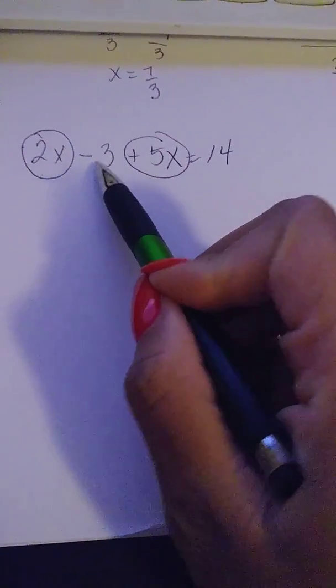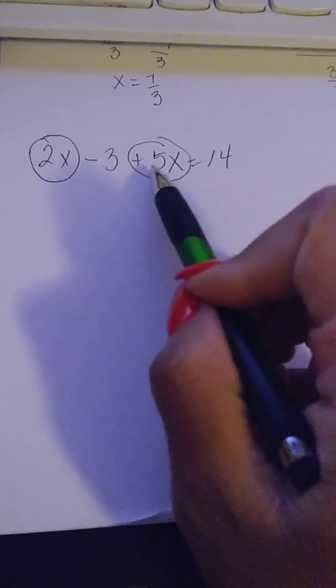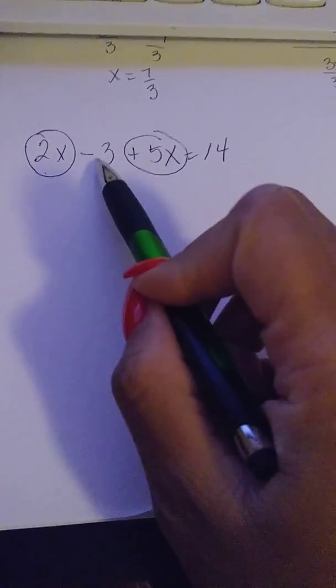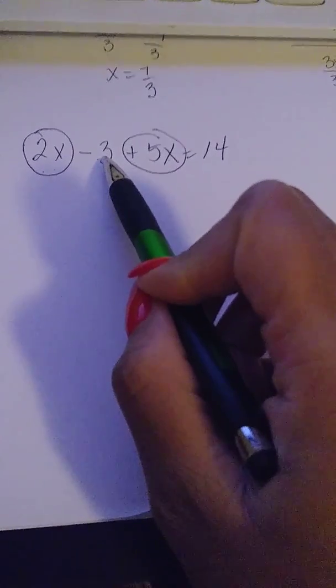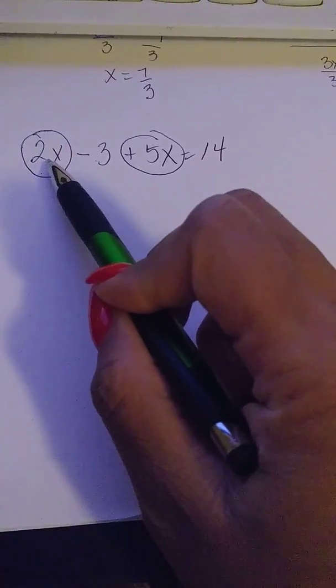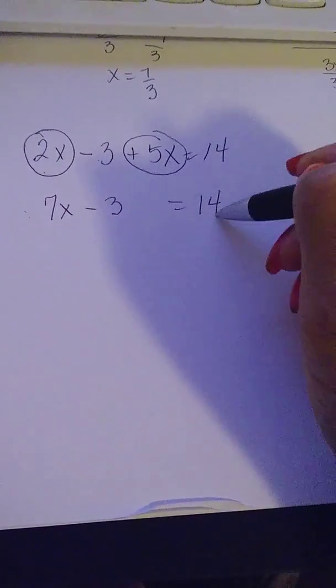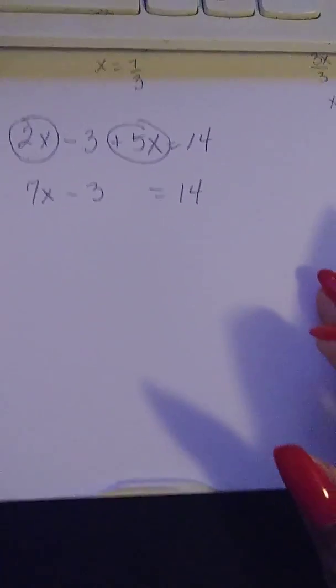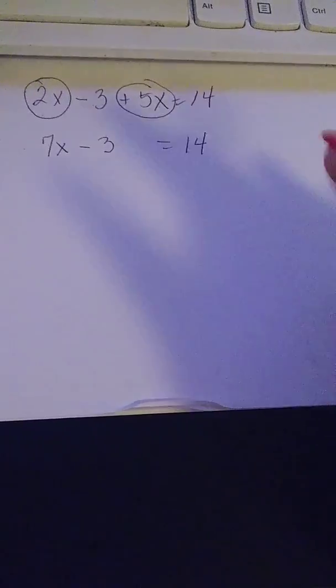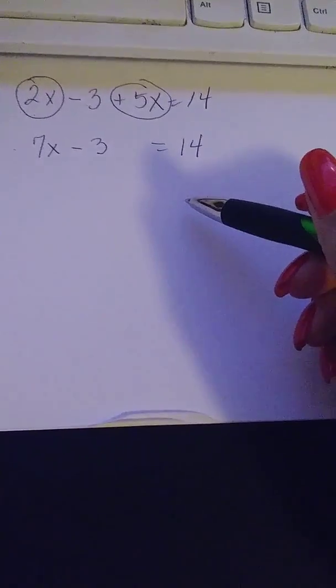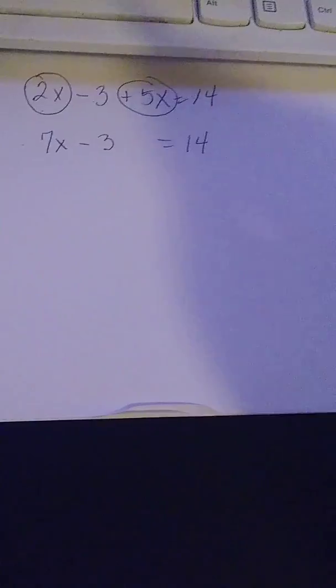Okay, now I see my like terms, but I'm not sure if I'm supposed to say 2x minus 5x or 2x plus 5x. Remember, the negative belongs to the 3, so my 5 is positive and my 2 is positive. That just gives me 7. We cannot use what I just showed you for this example. I must always have my letters in one spot.